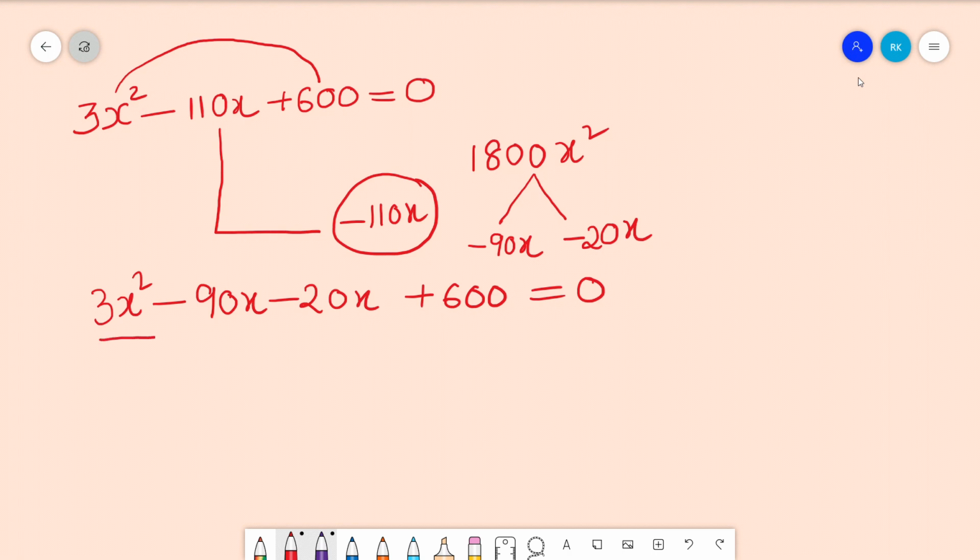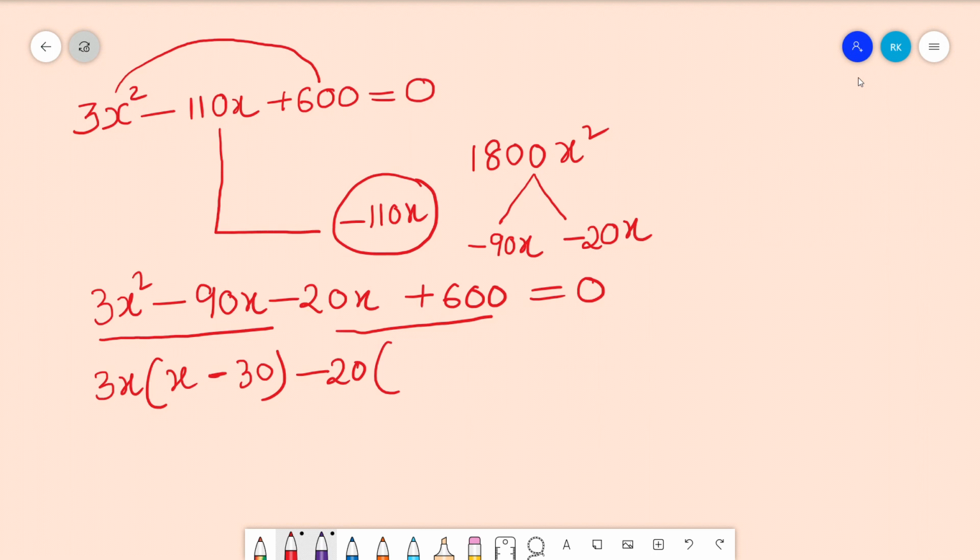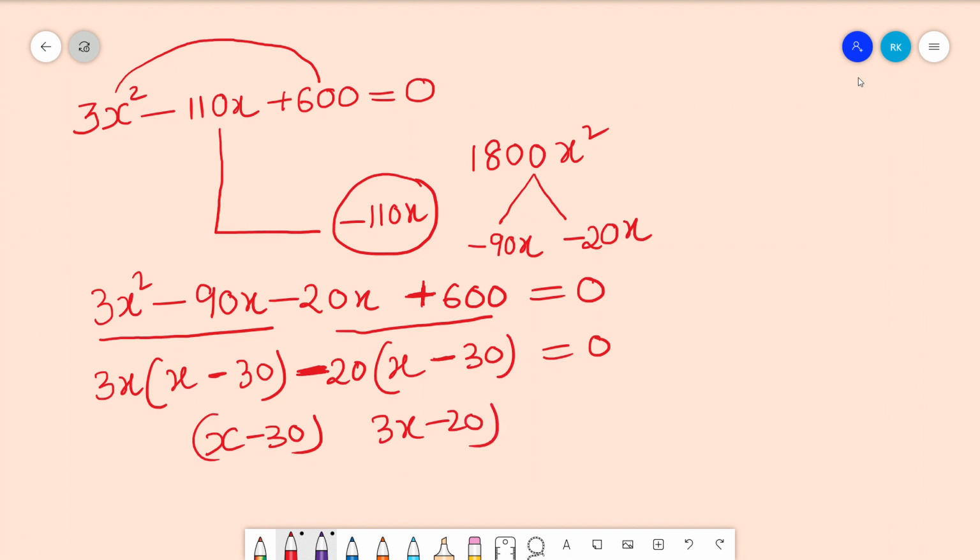Let's take common in the first two terms. 3x is the common, x minus 30 will remain. In the next two terms, we can take minus 20 as the common. x minus 30 will remain. As you have taken minus common, this plus would become minus. Let's take x minus 30 as common. 3x minus 20 will remain.